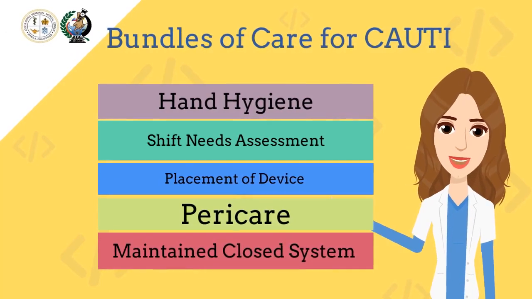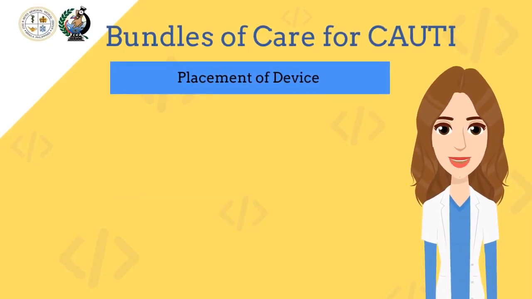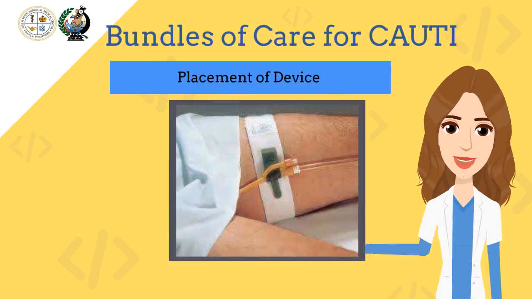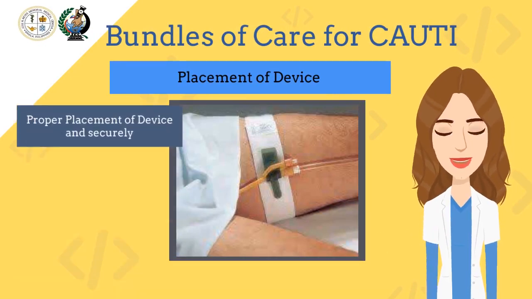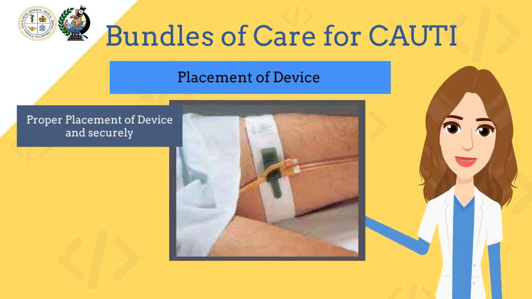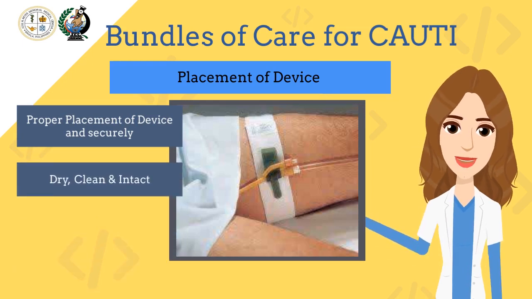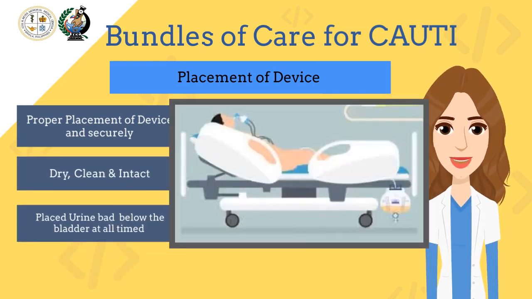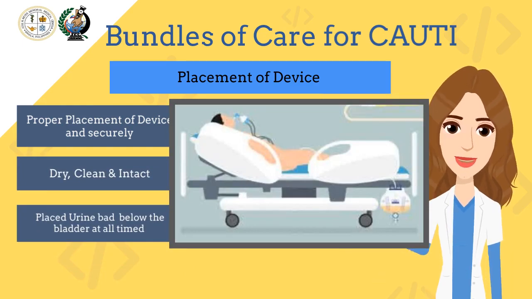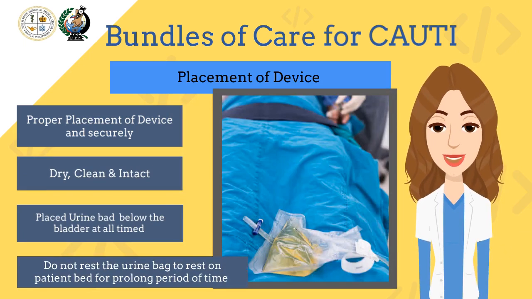Next intervention in the prevention of CAUTI that is included in our care bundle is the placement of device. We need to understand that we should place the device securely. Tubings must be free from kinks. You need to clip the bag properly to prevent kinking. Next, keep it dry, clean and intact. Drainage bag, or what we commonly call urine bag, must be placed below the bladder at all times. Do not allow the urine bag to rest on the patient's bed for a prolonged period of time. This will lead to clogging that will lead to accumulation of bacteria, microorganisms and other infectious agents.